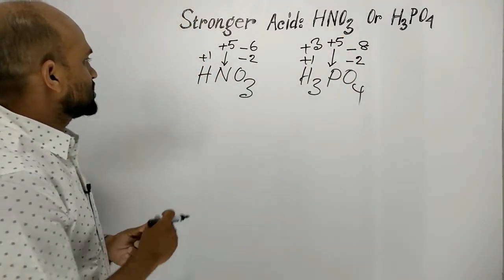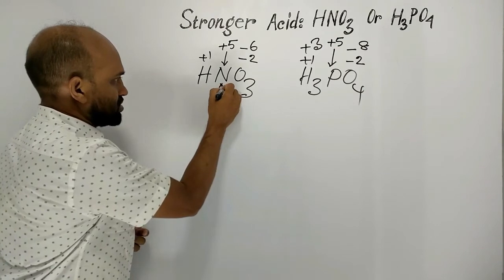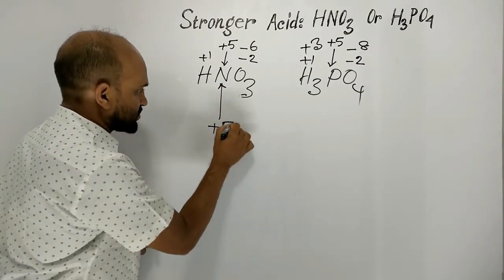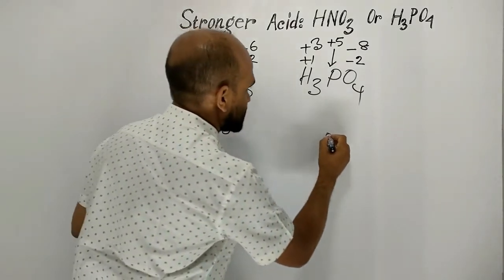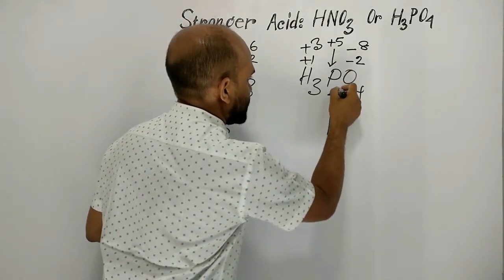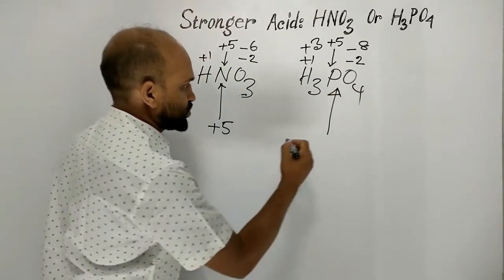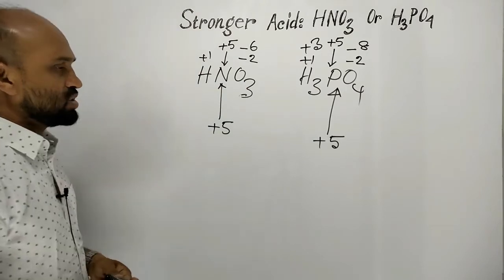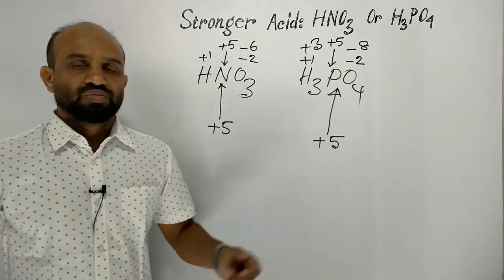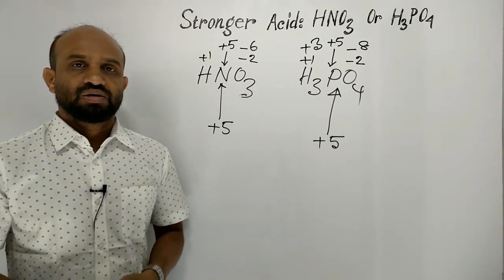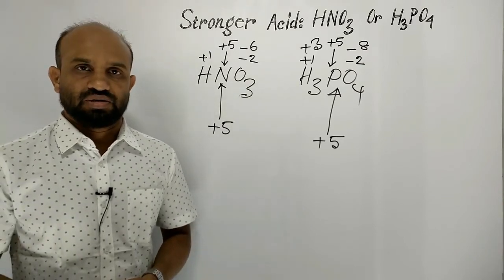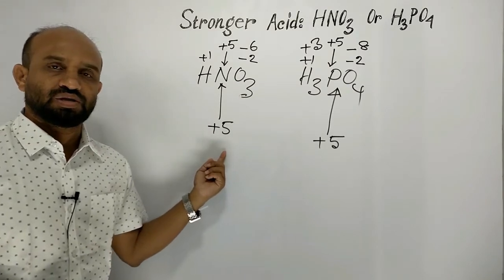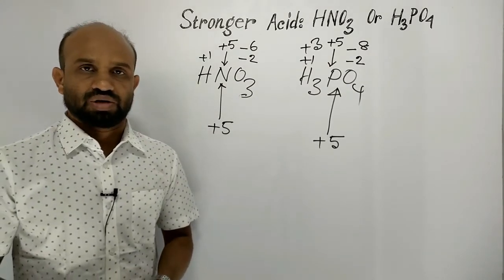That means in nitrogen of nitric acid this is +5, and in phosphorus of phosphoric acid this is +5 as well. We know that the more the oxidation number, the stronger the acid. But here the oxidation number is the same. Then which one will be stronger?